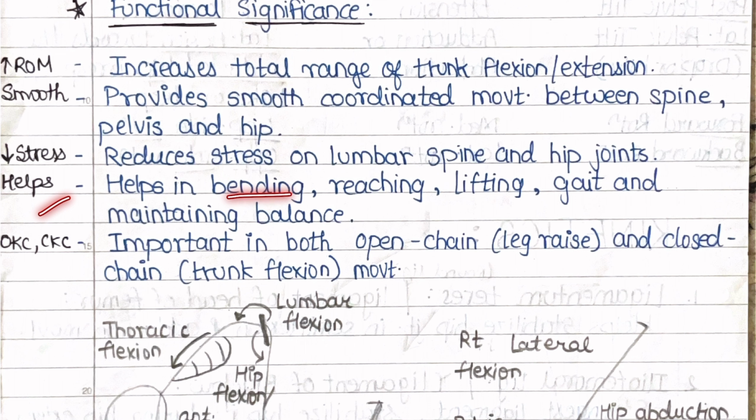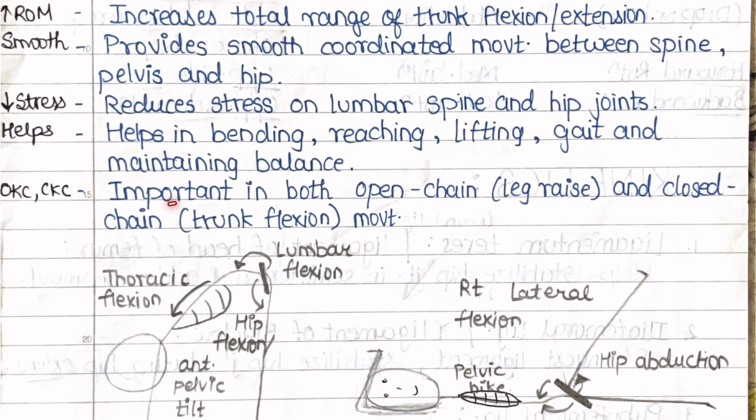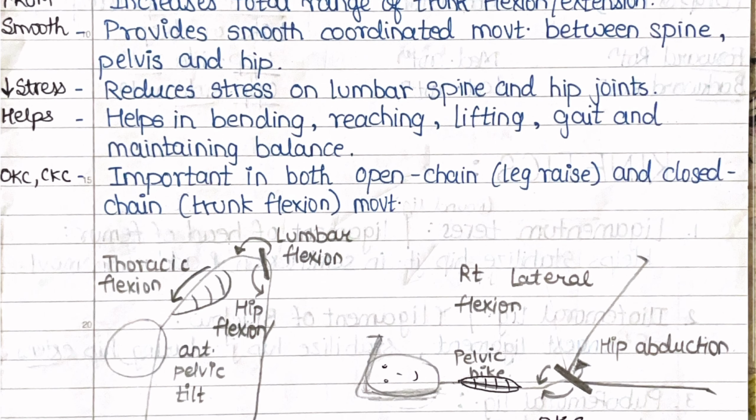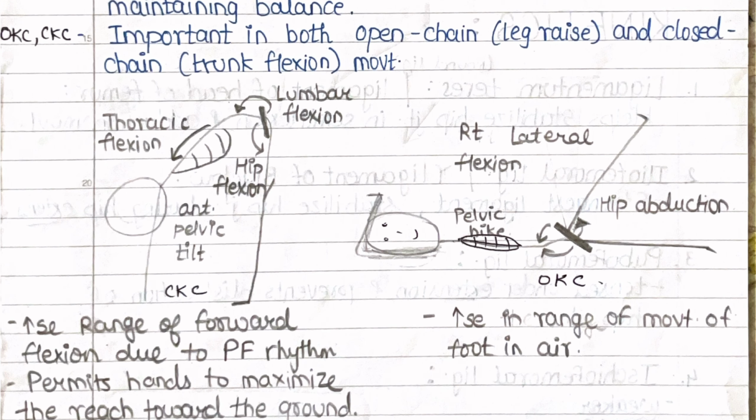Then it helps in bending, reaching, lifting, gait, and maintaining balance. Then OKC, CKC, so it is important in both open chain as well as closed chain. Open chain includes leg raise and closed chain includes trunk flexion. So in this diagram, this is an example of closed chain and this is the example of open chain.